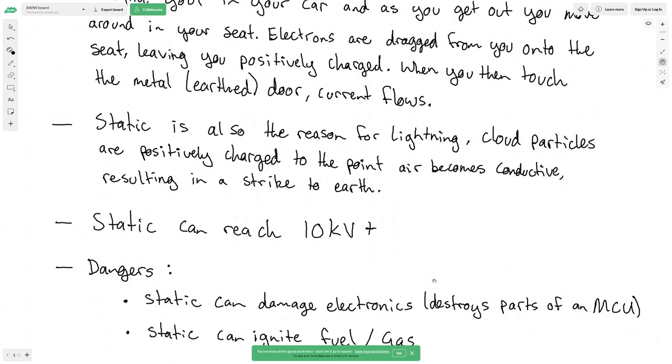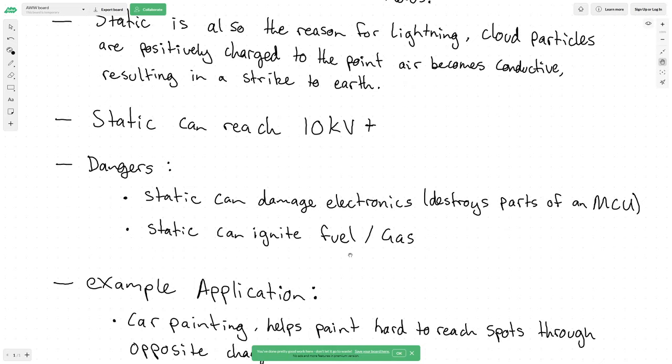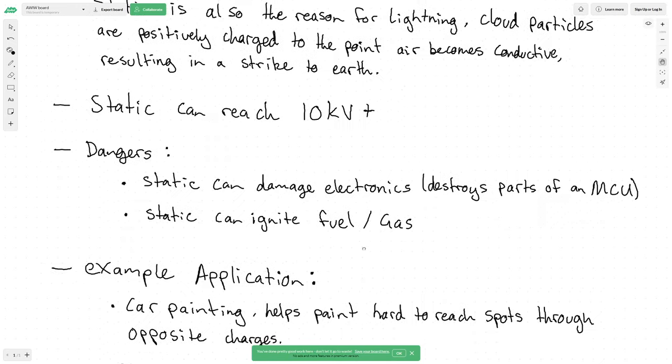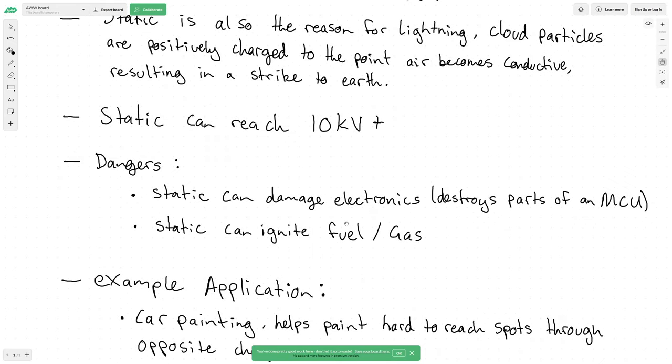And as you can imagine, that's quite a large voltage. So static can reach 10 kV plus, can go 20 kV quite easily, actually, even higher. But it's generally always in the thousands of volts, sorry. Again, not very high current due to the nature of the generation.